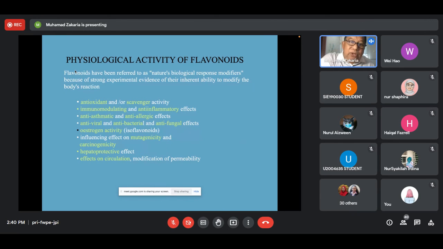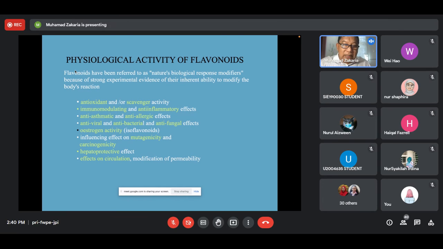The physiological activity of flavonoid. Flavonoids have been referred to as natural biological response modifiers because of strong experimental evidence of their inherent ability to modify the body's reaction. Antioxidant or scavenger activity.